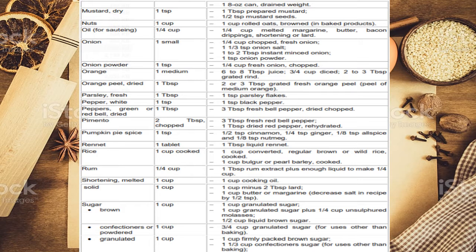So these are the ingredients: mustard, dry; nuts; oil for sauteing; onion powder; orange peel, dried; parsley, fresh; pepper, white; peppers, green or red bell, dried; pimiento; pumpkin pie spice; rennet; rice; rum; shortening, melted, solid; sugar, brown, confectioners or powdered, granulated. Here you go, students. You can have a look or just read it on your own.